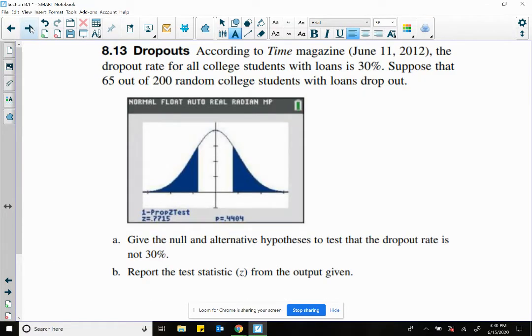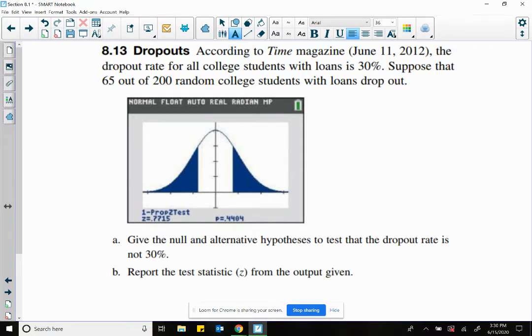So here, go ahead, pause the video, and give me the information that you know about this. Okay, so this is the technology giving us the one proportion z test statistic. I will teach you how to deal with the technology in the next section. Right now, I just want you to do this by hand. So in 8.2, I'm going to show you technology. Obviously, you can see what I mean by a two-tailed.